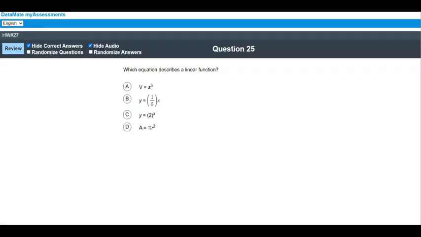Okay, last question. Which equation describes a linear function? Well, a linear function cannot have any powers. So that must mean B is the right answer.